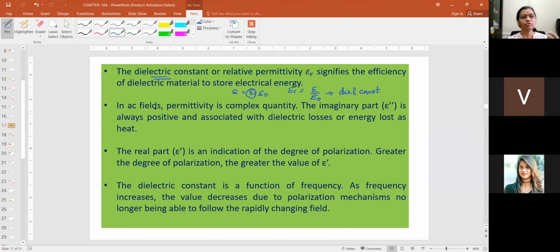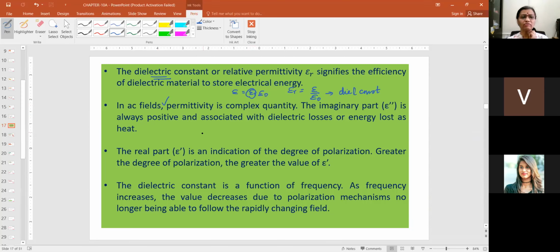Next thing, as I told you, in AC fields only you're going to see this happening. Permittivity will be a complex quantity. There is an imaginary part, and the imaginary part is always positive, and it is associated with dielectric losses, or losses due to Joule heat. Now, you're all electrical and EC students, you know that this is very, very important. So the imaginary part talks about losses. These losses are called dielectric losses. You must have heard of hysteresis losses and all that in your electrical sciences. Similarly here you have a dielectric loss which is signified by the imaginary part.